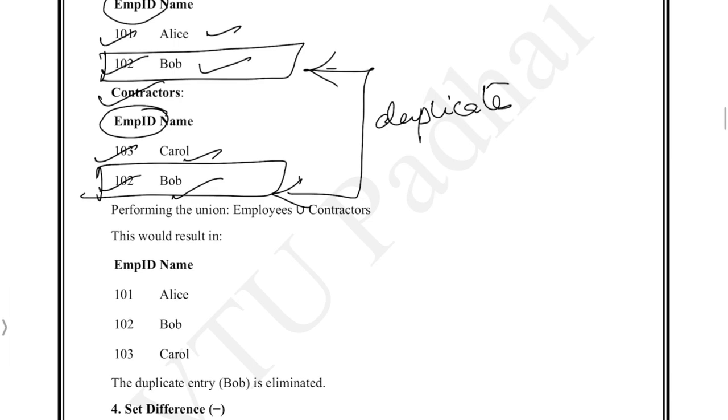Now once you perform a union operation, you have to make sure that you remove all the redundant pairs. That is, 101 is unique, so it will get printed. 102 occurs twice, but once it has to be present. Next, Carol will be printed. That means the duplicate entry of Bob was eliminated.